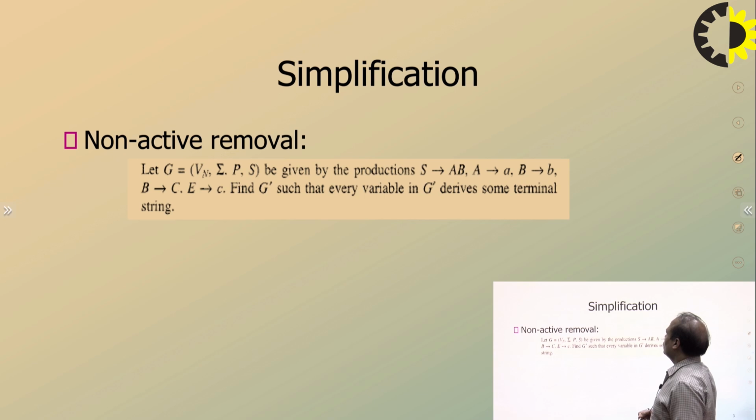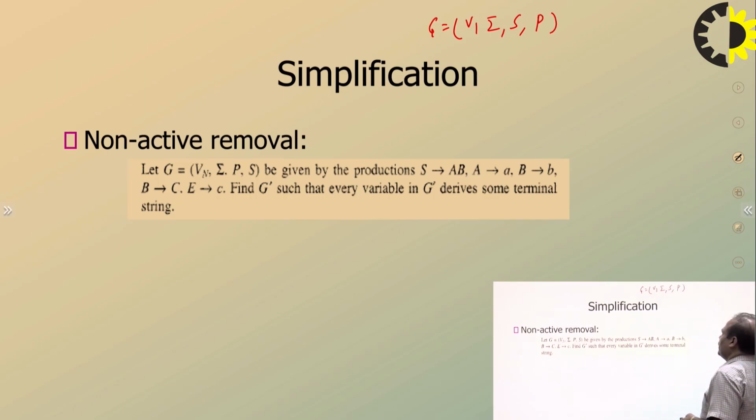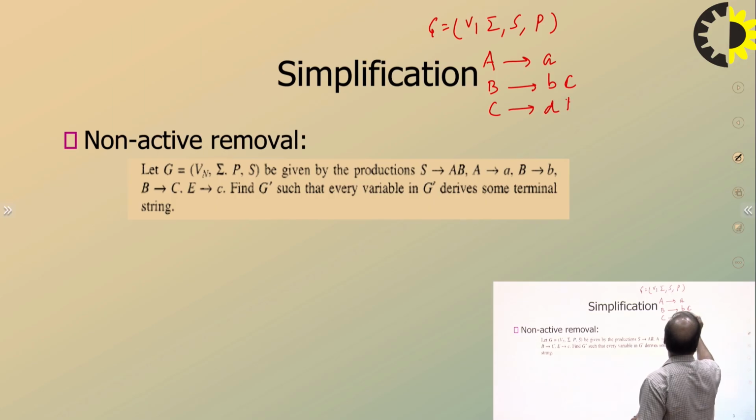Okay, so first one is the non-active variable. Suppose this is a grammar V, sigma, S, P. A non-active variable means any variable which is not able to derive a terminal string. For example, if we take this grammar: A goes to small a, B goes to small b capital C, and capital C goes to small d capital D.